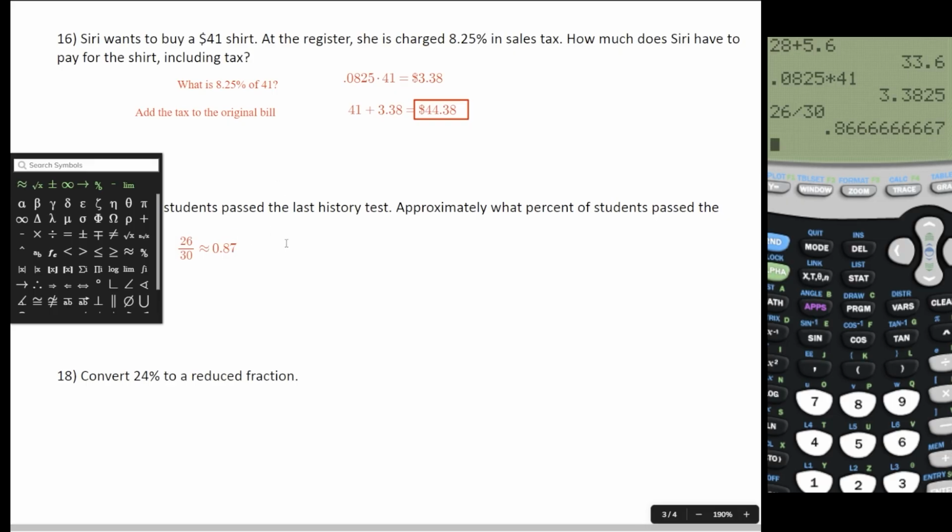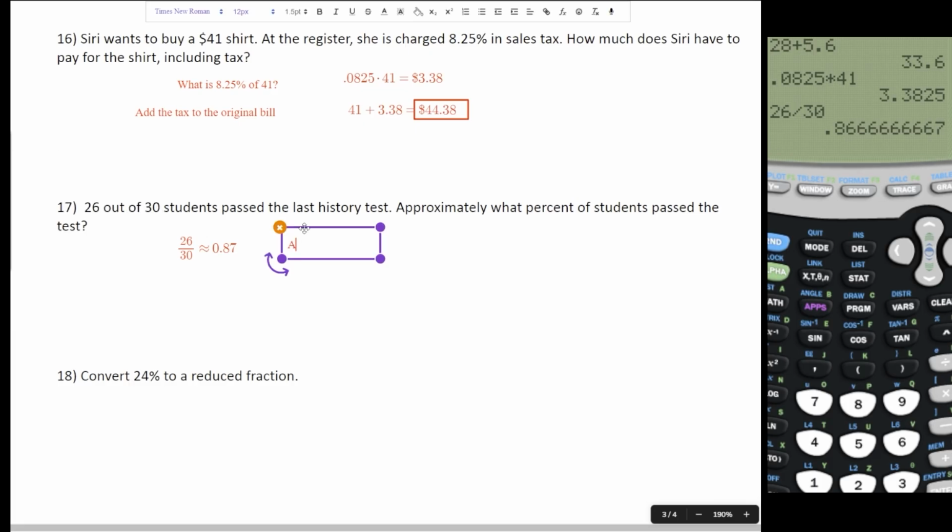So we're going to say about or approximately 87% of the students passed the history test.